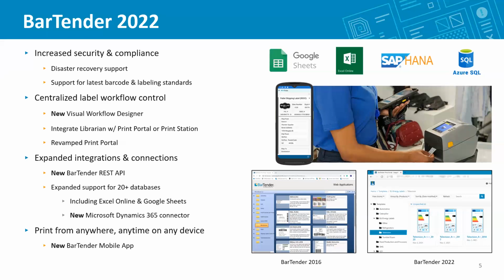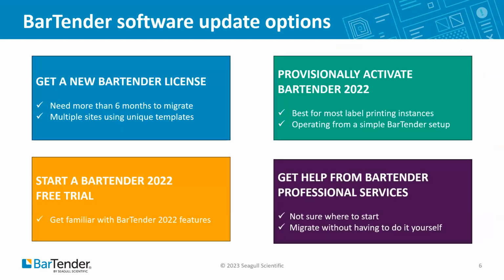BarTender 2022 also provides expanded connectivity and integrations, including the new BarTender REST API, which allows you to connect to any business system, including ERPs, WMSs, and more. We've also expanded support for 20+ databases, including Excel, Line, and Google Sheets, as well as a new database connector for Microsoft Dynamics 365 Business Central and Supply Chain Management. And finally, BarTender 2022 gives you the ability to print from anywhere, anytime, on any device with the new BarTender mobile app.